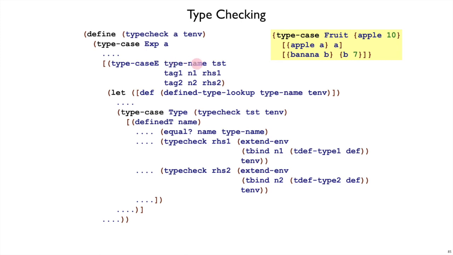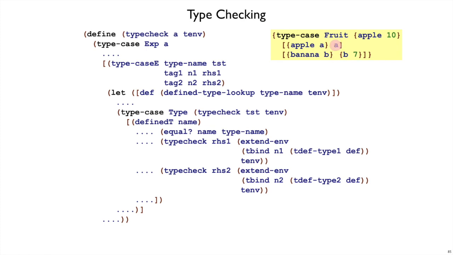Okay. And then we'll need to do more things, but we need to make sure that this type name in fact made sense in the first place, this fruit here. So that's what we're doing here. With defined type lookup, we're looking in the environment for fruit and hoping to get a type def back. If we get a type def back, then everything is okay. If we don't, if fruit is not defined, then defined type lookup will raise an error. And we use that type def information when we want to type check the expression on the right hand side.